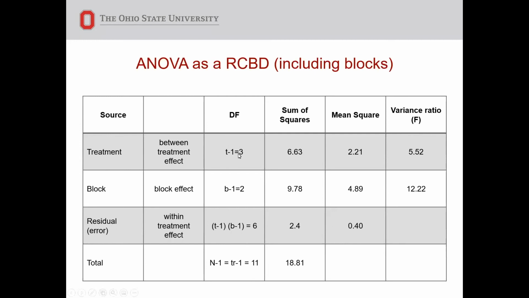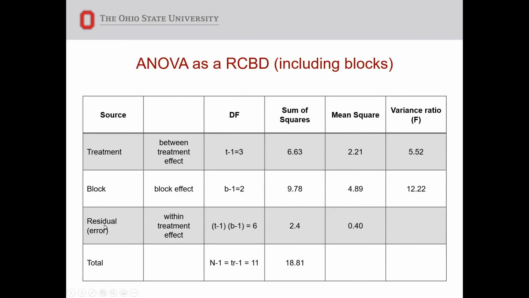We have t minus 1, the same degrees of freedom, the same sum of squares, and the same mean square, 2.2, because it's the sum of squares divided by the degrees of freedom. When we add in the block effect, it will be calculated as b minus 1, which is 2 degrees of freedom. And you can see here that we have the sum of squares with respect to blocks, and the mean square, the sum of squares divided by 2.